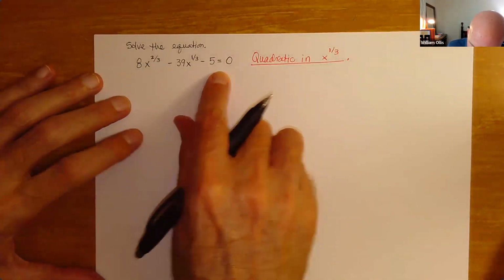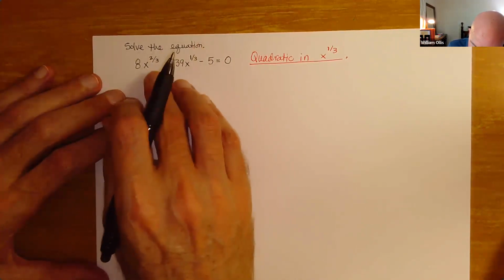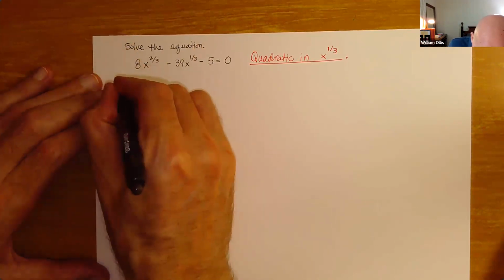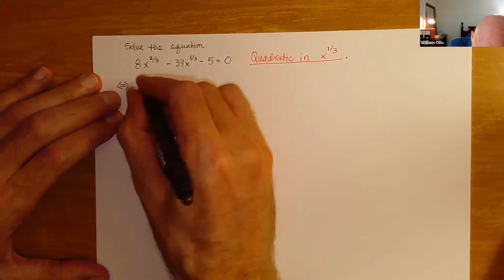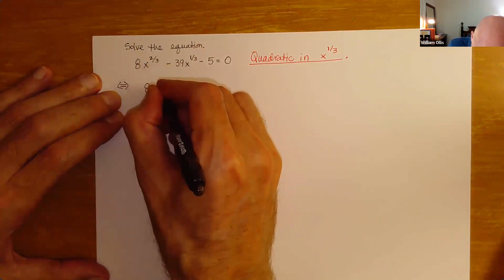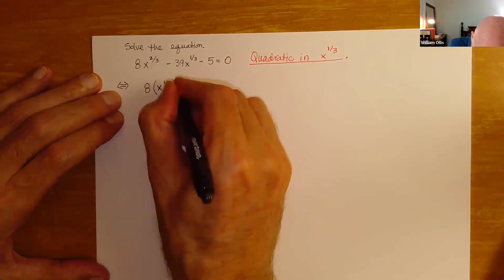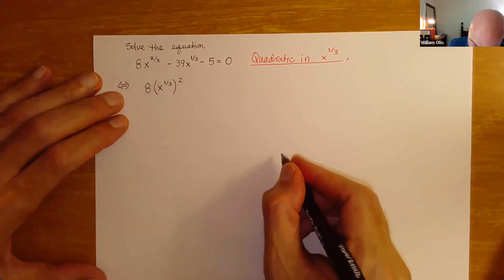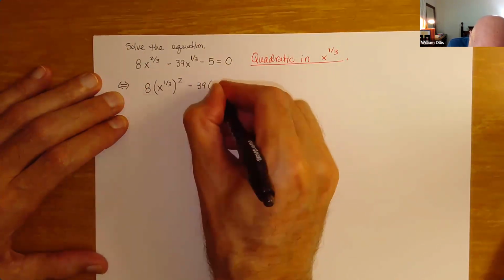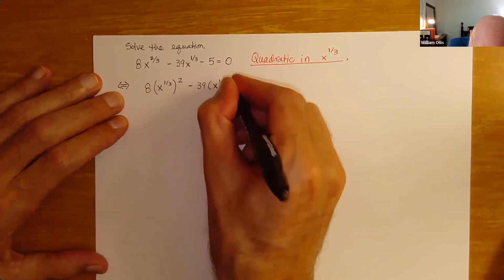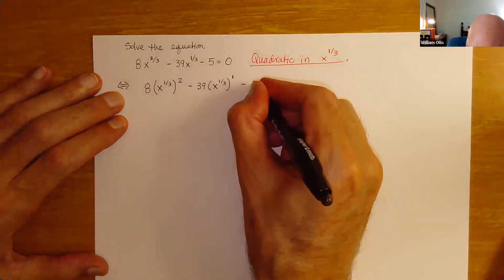So now notice, if you will, it might be advantageous to think of it like this. Let me just give you a little extra here. Let's just say we have 8 times x to the 1/3 squared. So maybe you can see the quadratic form a little bit easier. Then we have minus 39 x to the 1/3. And I'll just put the 1 out there, even though I don't need that, minus 5 equals 0.